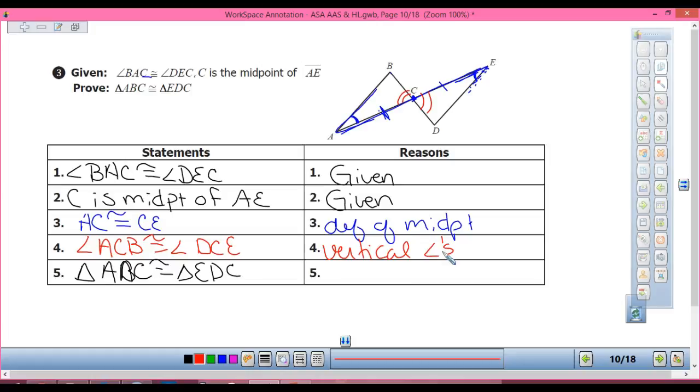Okay, and now to figure out what I read. I have two angles and a side, right? So I have two choices: angle, side, angle, or angle, angle, side. So we look at it. Is my side in between my two angles? Yeah. So then when I write it down here, I want my S for side in between my two A's for angles.